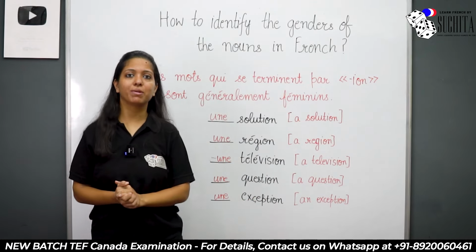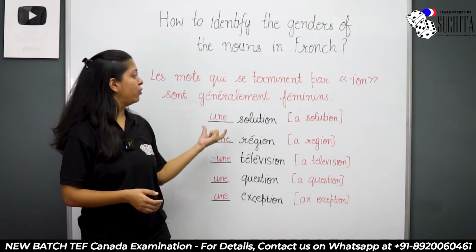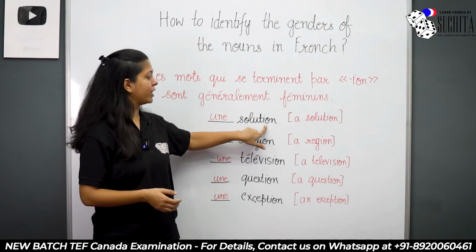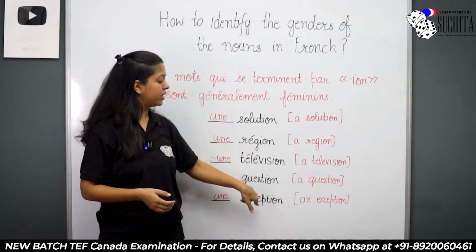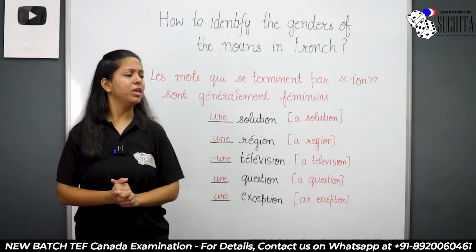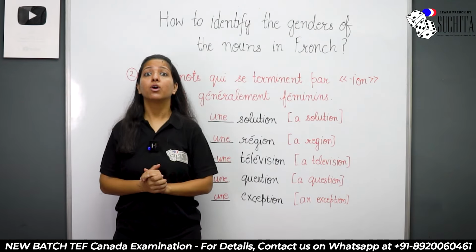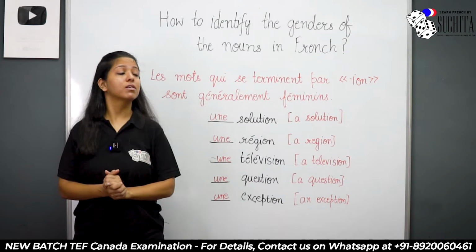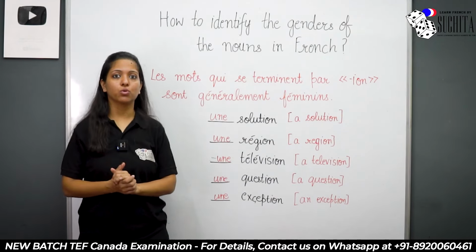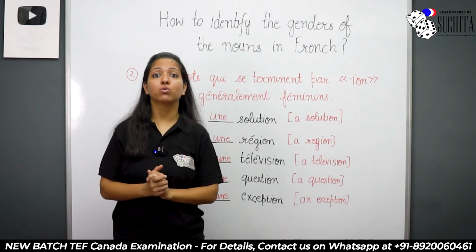Here are few examples in front of you. The first one is une solution. Can you see all of them are ending with ION? So all of them are feminine. These are just few examples. The first one being une solution, which means a solution. The next one being une région, a region.